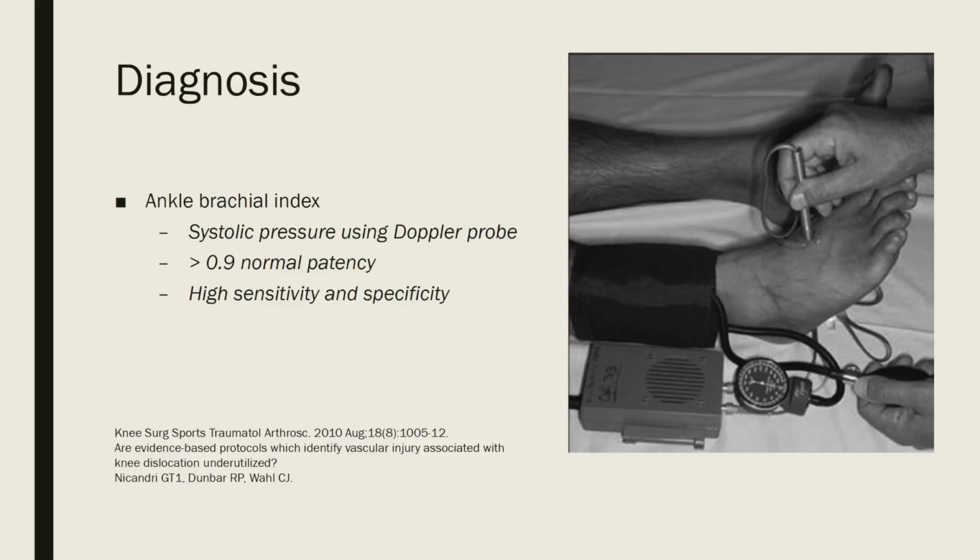So what's been shown to have a good specificity and sensitivity is the ankle brachial index. And it's reasonably simple to do. It always sounds a bit scary, but you just take a Doppler ultrasound probe, measure the systolic pressure above the ankle, then measure the brachial pressure, the arm blood pressure, systolic, on the ipsilateral side, and divide the one by the other. And if it's more than 0.9, then your risk of having a clinically significant vascular injury is very, very low. So it's got a high sensitivity and specificity.